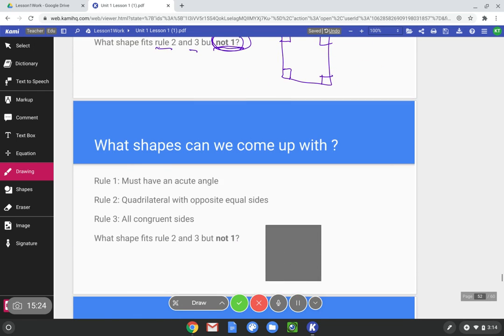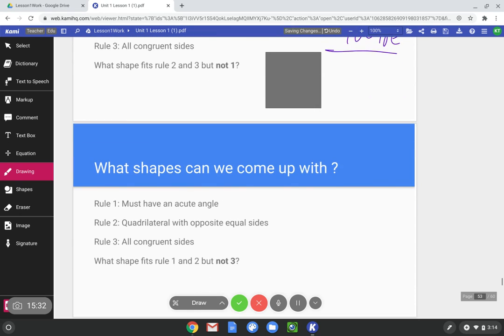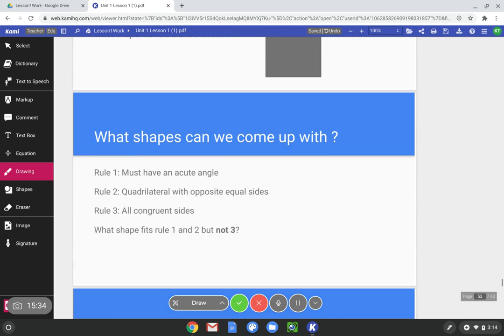Let's see if we're right. All right, a square. We got it right. Go Bronx. All right. I'm going to pause the video and let you figure this one out for yourself, and then we can check our work together. Pause the video for as long as it takes you, and then we'll come back.